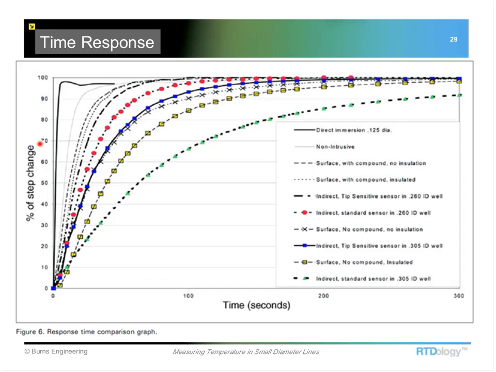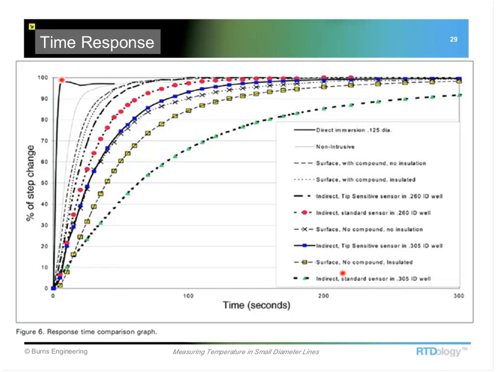So if we're changing from 0 to 100 degrees C, for example, we get up here, and after just a few seconds with this direct immersion, we're going to be indicating almost 100% of that change in temperature.